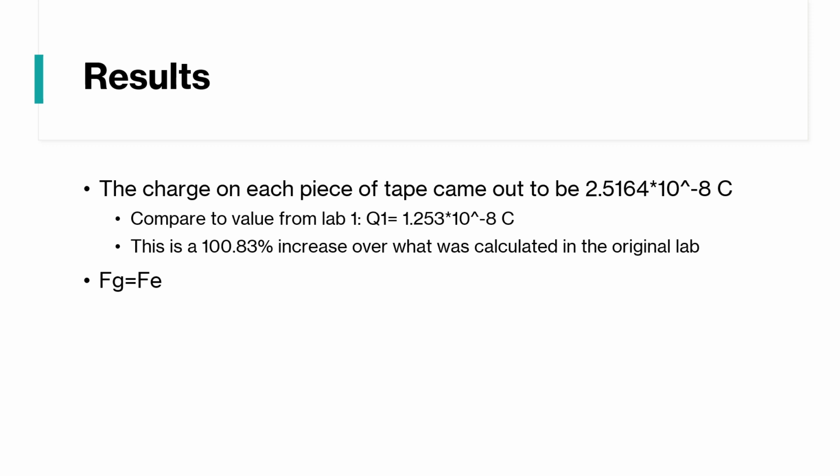So the results came out to be that the charge on each piece of tape is 2.5164 times 10 to the negative 8 coulombs when using the line charge model in GlowScript, versus our value from last lab, which was 1.253 times 10 to the negative 8 coulombs in magnitude. We see this is a 100.83% increase over what was calculated in the original lab, and this is when Fg equals Fe.